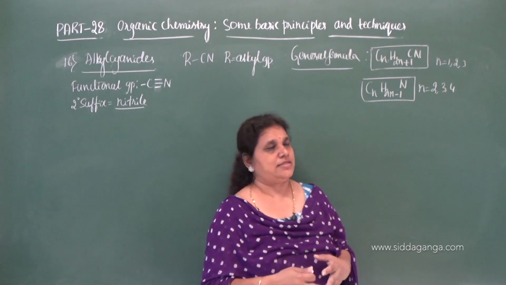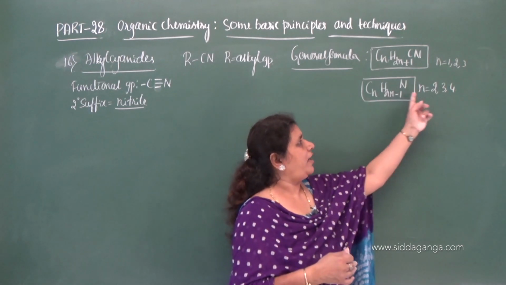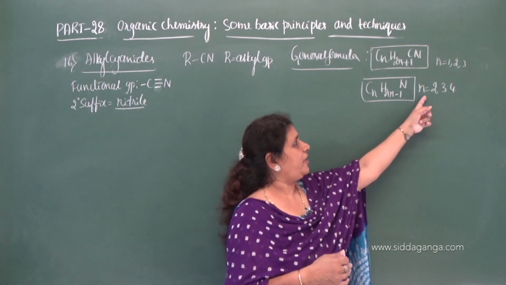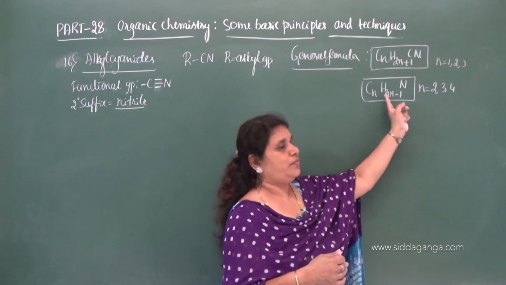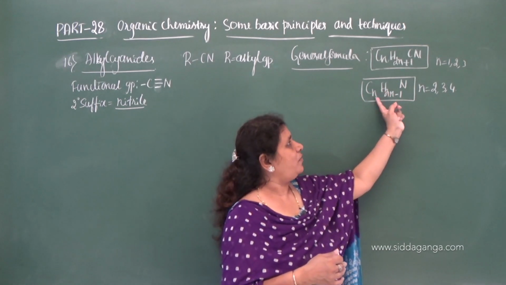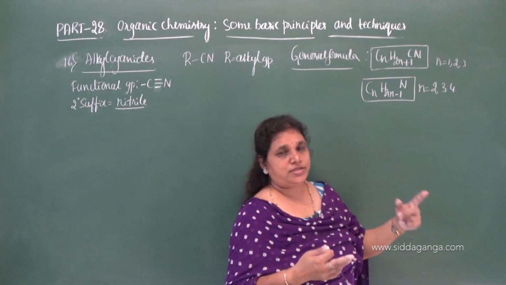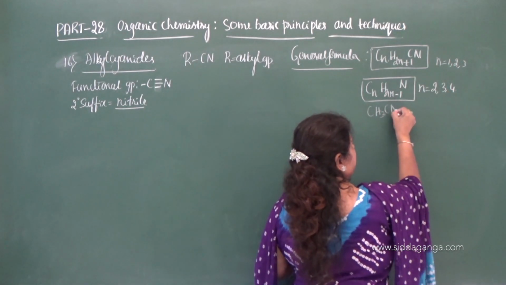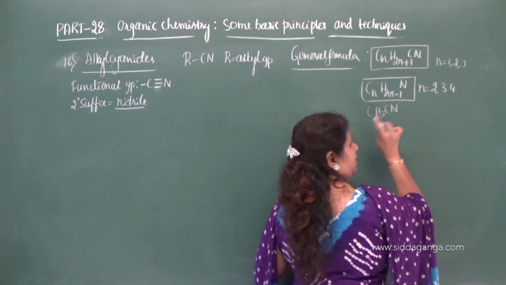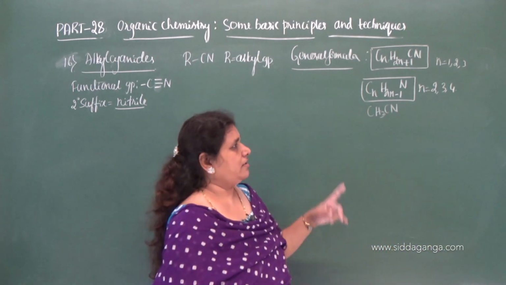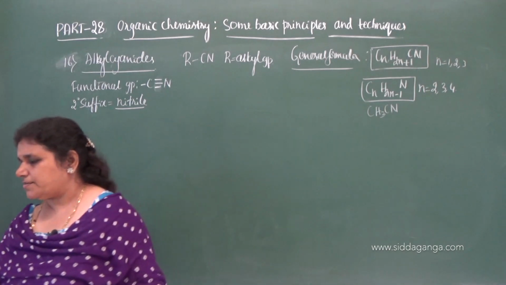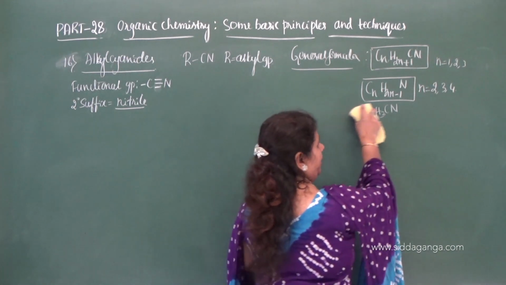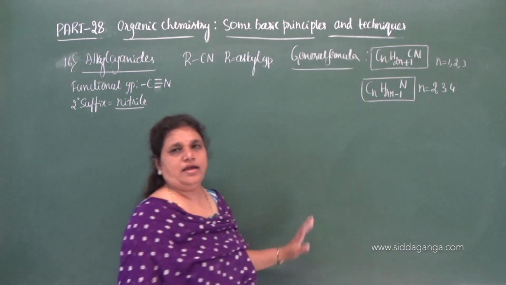Aldehydes are the acids like that. Here you have to start it from 2 because the functional group is not there. If you put n is equal to 2, you get C2H3N, which can be written as CH3CN. So those are the two functional groups: one derived from alkanes, another from the elements present in an alkyl cyanide.